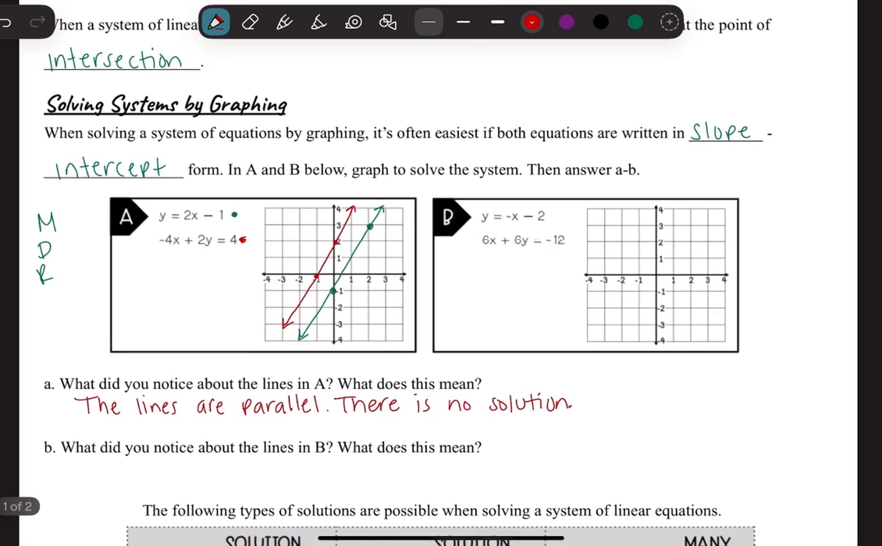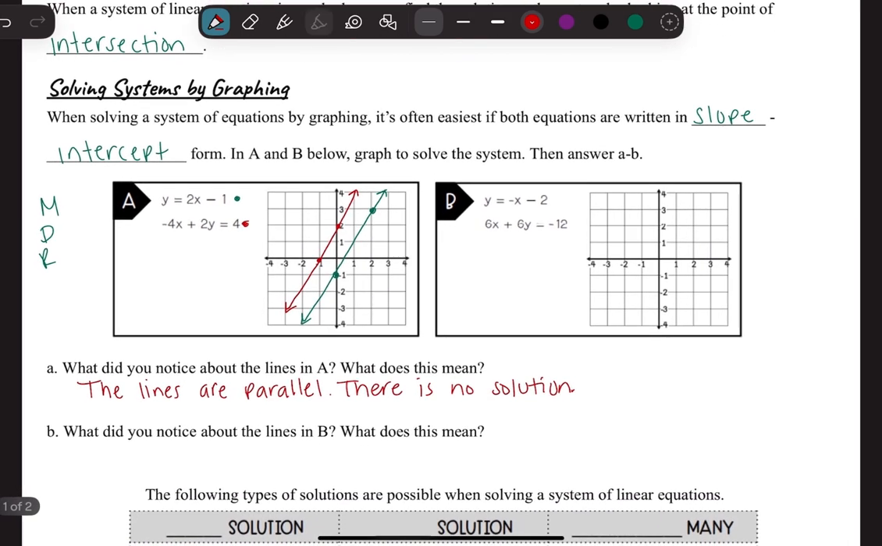And then for B, our two equations are y equals negative x minus 2, and our second equation is 6x plus 6y equals negative 12. So we're going to put both of these in Desmos. Remember, this second equation, which I'm going to make red, is in standard form. So you need to go to Google Classroom, watch the MDR method video, and then put it in slope-intercept form.